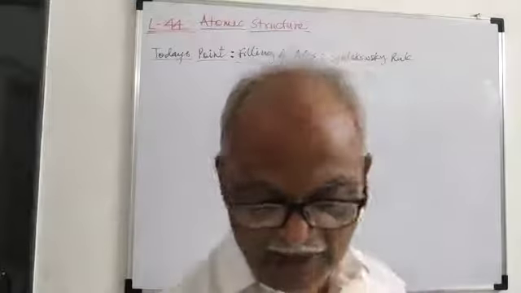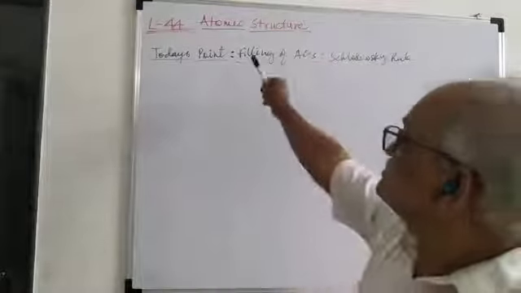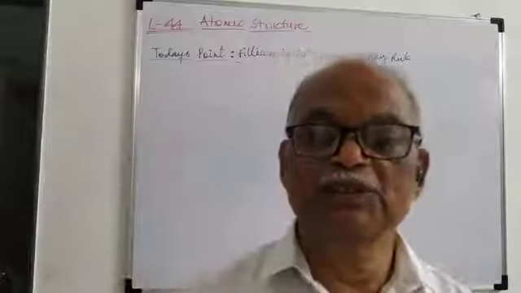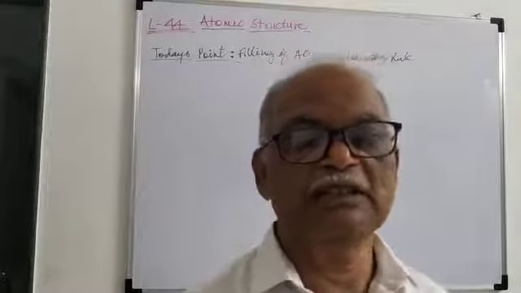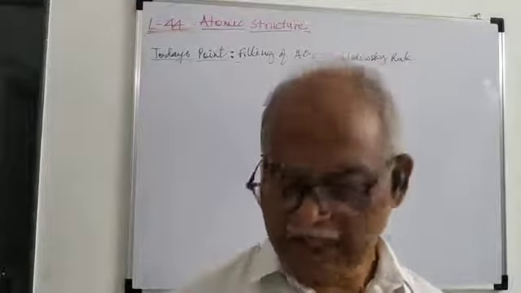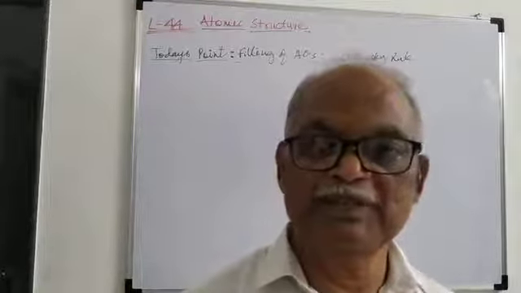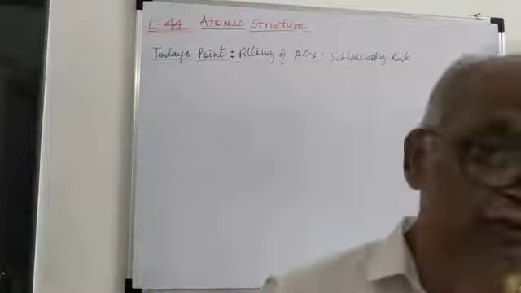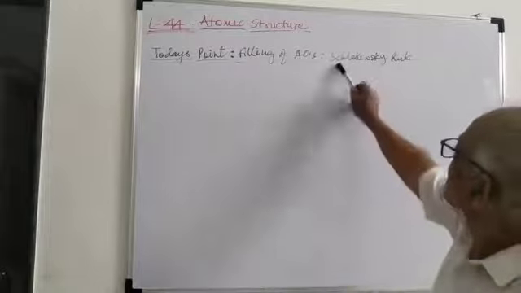Today we will see the next point in this Aufbau principle. This is also a part of our topic, atomic structure. Last time we saw the various rules which come under the Aufbau principle, that is, Pauli's exclusion principle, then Hund's rule of maximum multiplicity, etc. Now we have to see another rule.